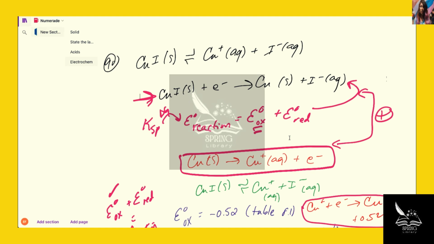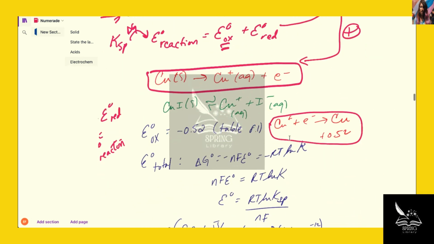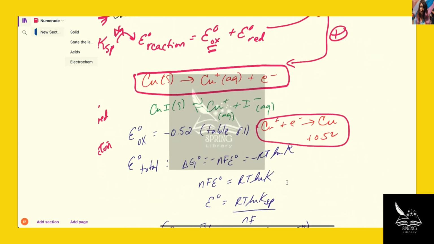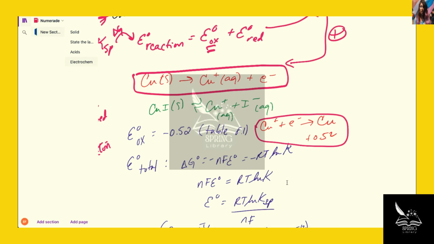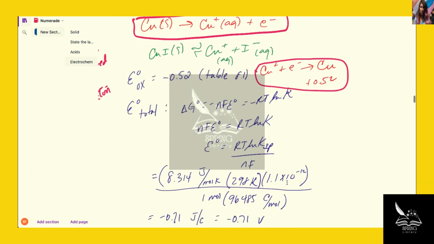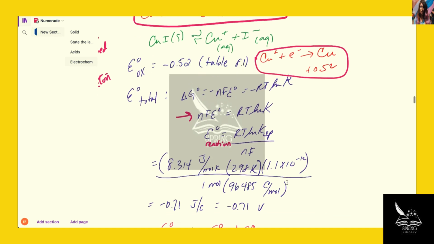So delta G is equal to negative NF E0, and that's also equal to negative RT ln K. So we can set these things together here. So NF E0 equals RT ln K. In this case, it's going to be E0 for the reaction is equal to RT ln KSP, because that's what we're given, over NF. And so we plug those numbers in.